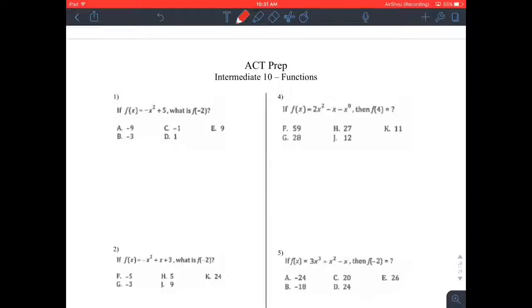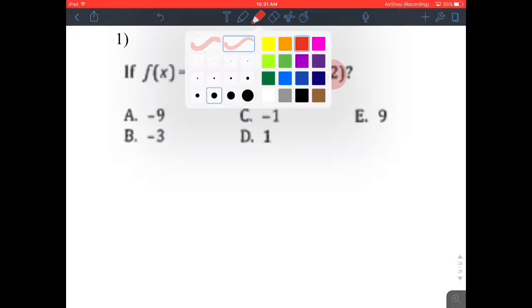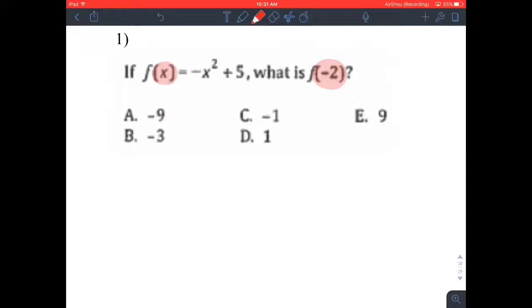All right, let's do some evaluations of different functions. If f of x is negative x squared plus 5, what is f of negative 2? This just means that we take this negative 2 and we plug it in for all the x values in this problem. So we have f of negative 2 equals negative 2 squared plus 5.